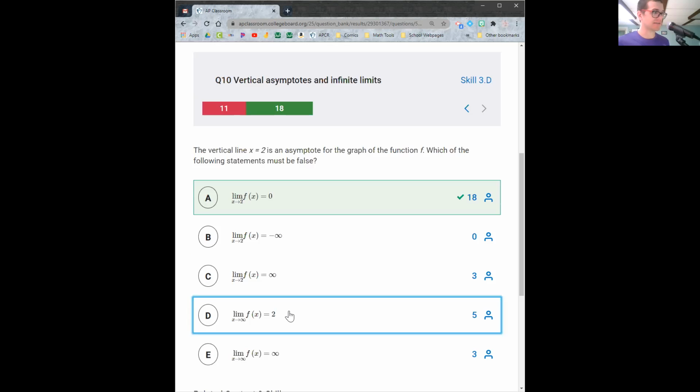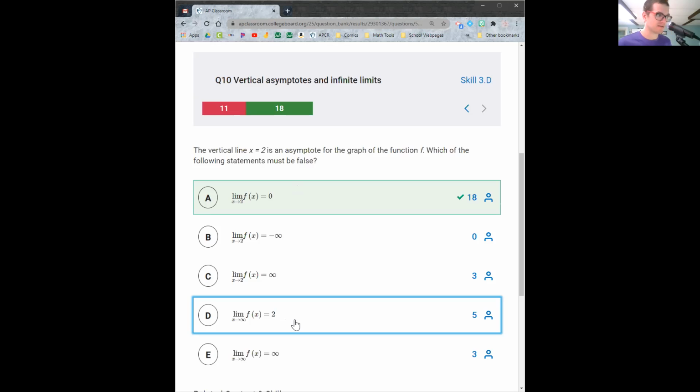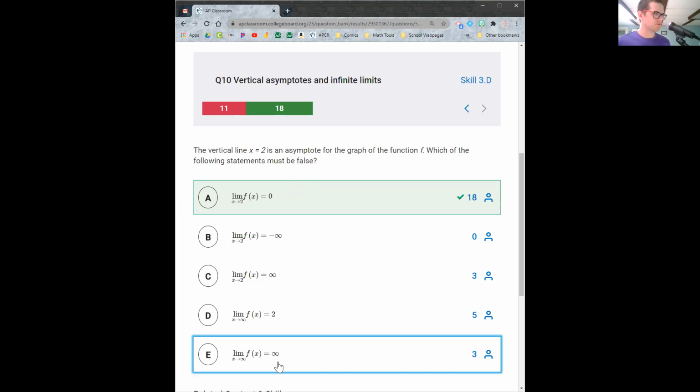D, that's talking about a horizontal asymptote. So we have no idea what's going on with the rest of the function. I could have definitely designed something that has a vertical asymptote there and a horizontal asymptote there. That's not terribly difficult to do. And I can show you how to do that later. And E just says you have an oblique asymptote of some kind, whatever that is. We don't know, but there's some oblique asymptote. So that's the quiz.